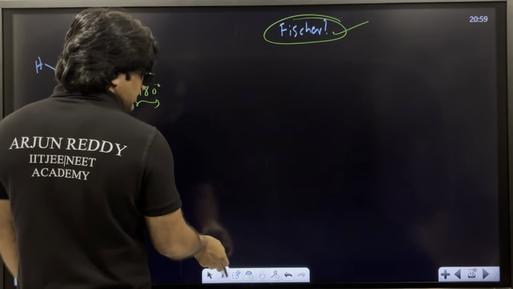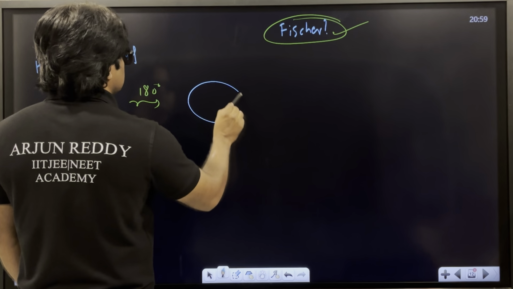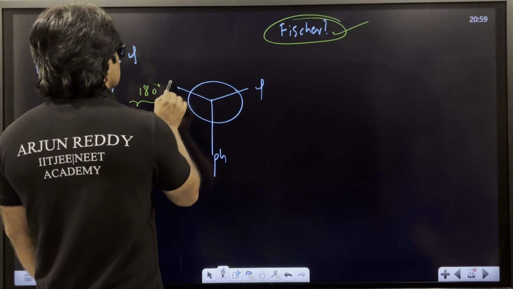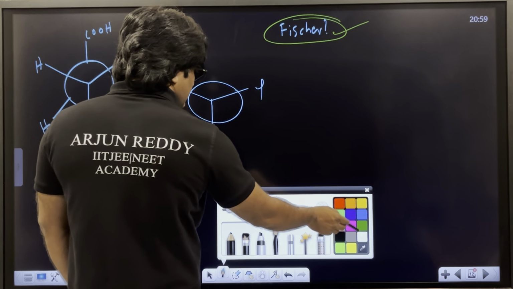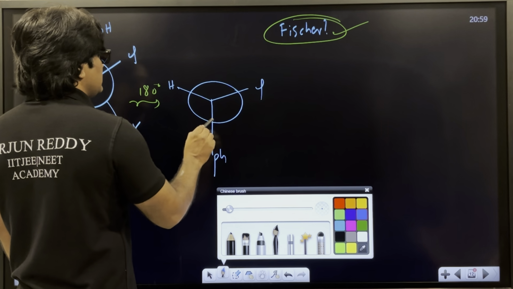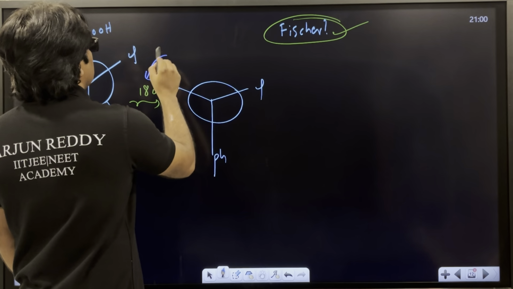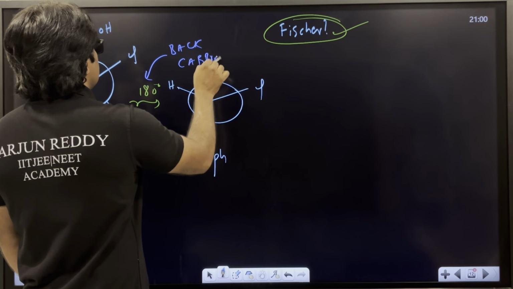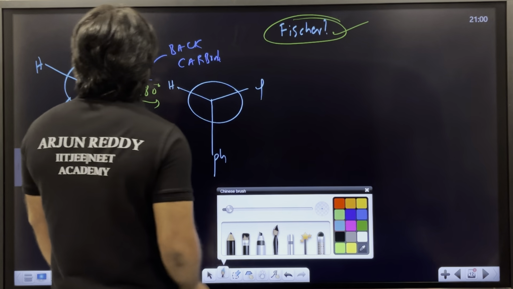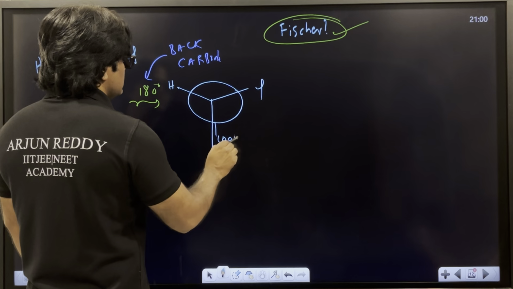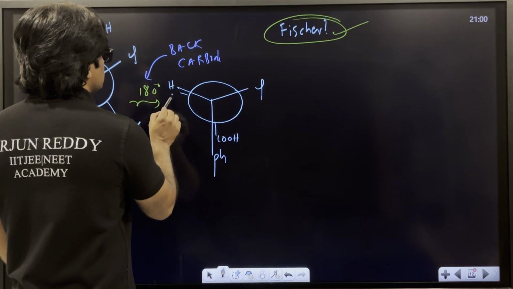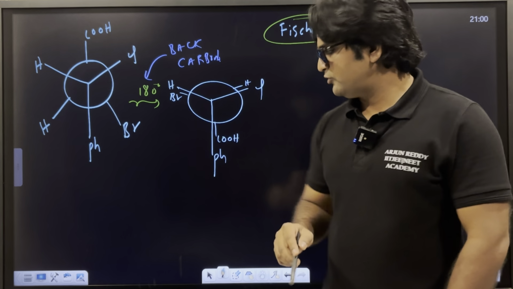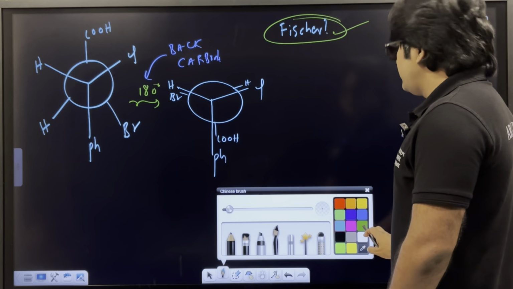I am not going to disturb this front carbon atom. Okay, here at the front carbon atom there is a phenyl group. Next one, here chlorine and hydrogen. Just rotate the back carbon atom. If you are rotating the back carbon atom with 180 degrees angle, then what is the position of your COOH? This is the position of COOH. Next one, left side bromine and right side hydrogen. This is fully eclipsed form. Okay, right side fully eclipsed form.